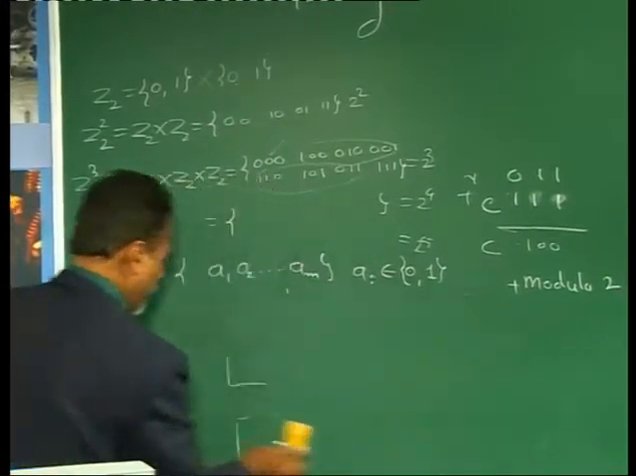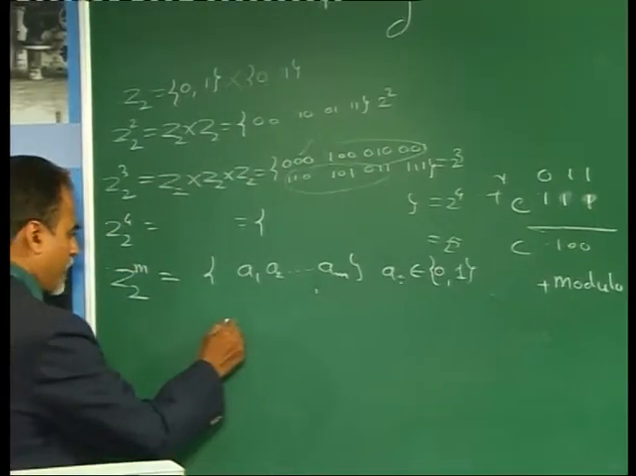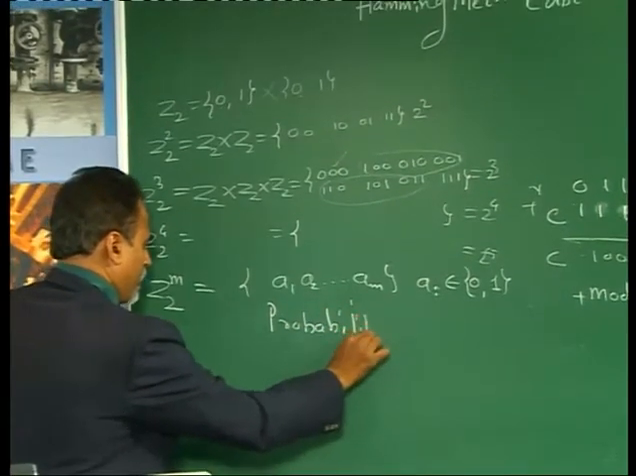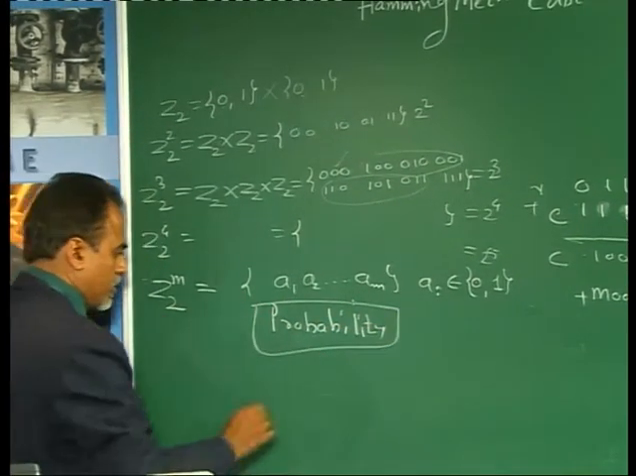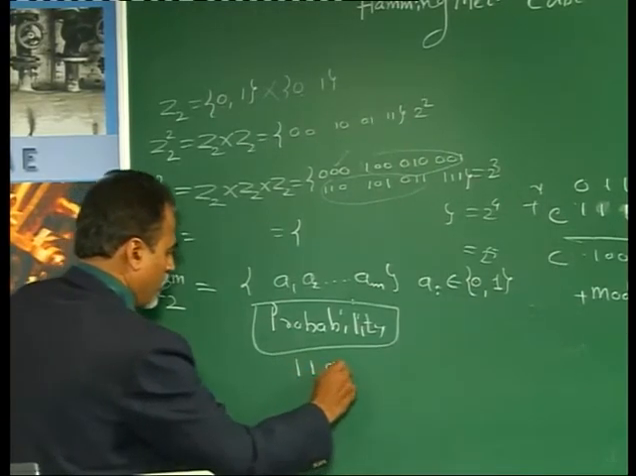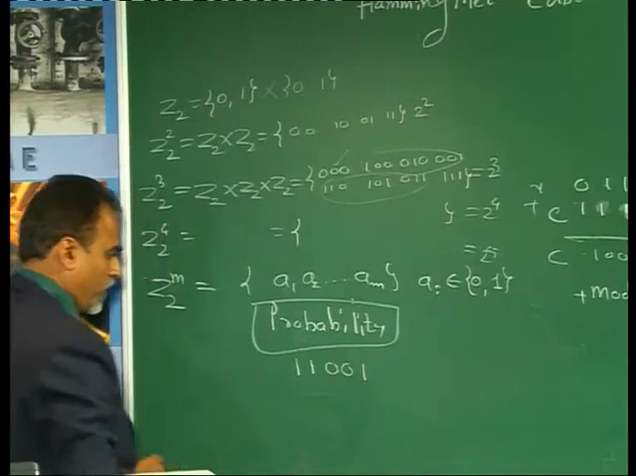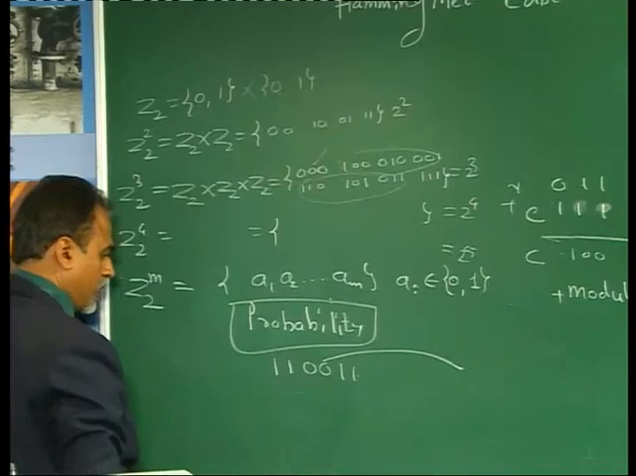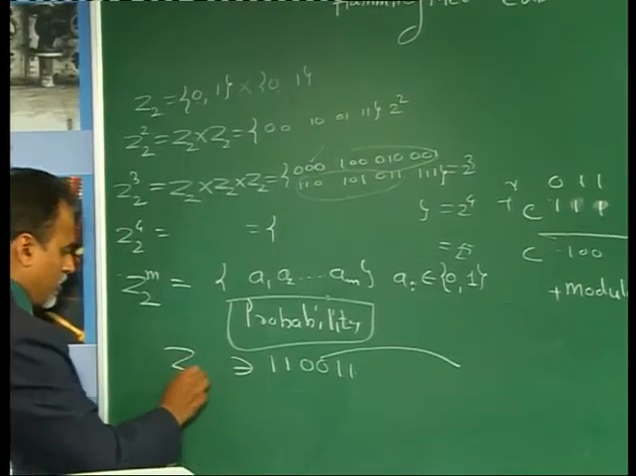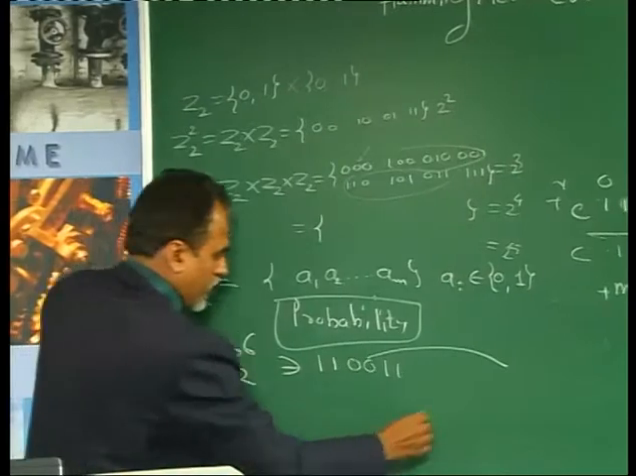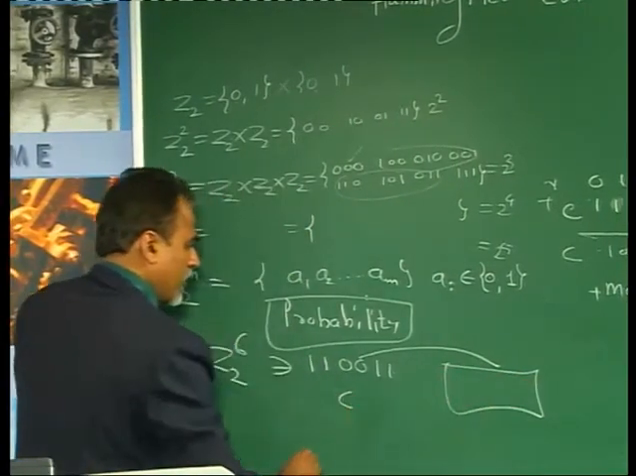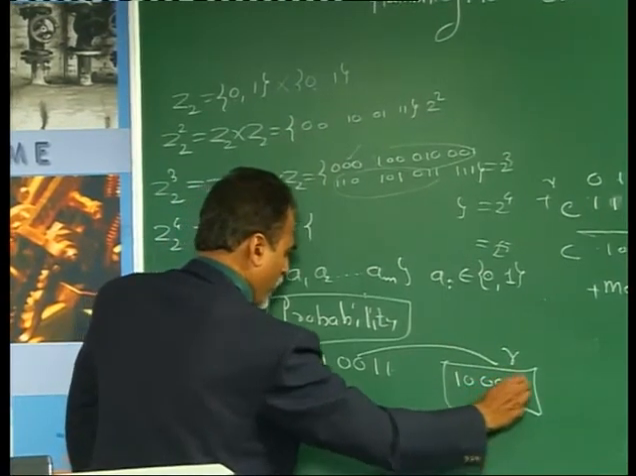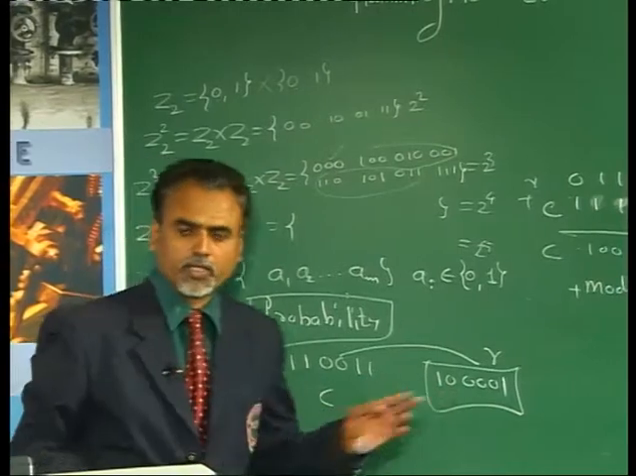So just to brush up, let us take one example for probability. Let us warm up. Suppose I am taking 1 1 0 0 1 1. This is 1 2 3 4 5 6, a 6 digit signal belonging to Z2 to the power 6, transmitted and received as 1 0 0 0 0 1. Then definitely some error has taken place.